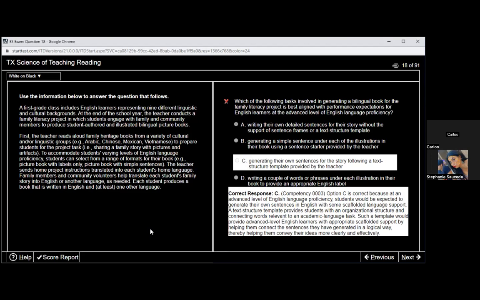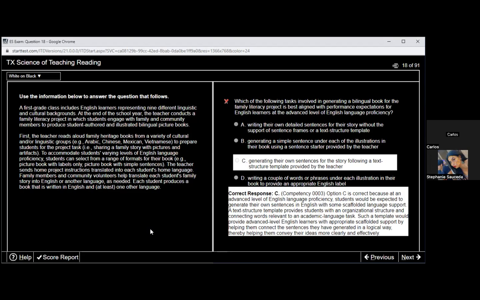So in effect, she's modeling what they'll be doing a little bit, right? Because they will be, in effect, creating a family heritage book, right? That bilingual picture book that they're going to be doing is a type of family heritage book because they're engaging with their family and the community. To prepare the students for the project's task, i.e. sharing a family story with pictures and artifacts.